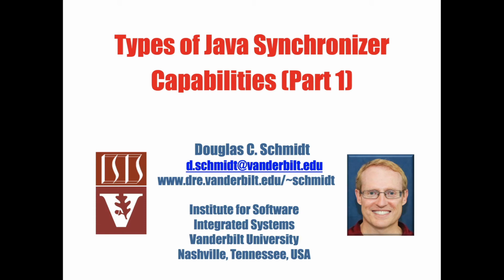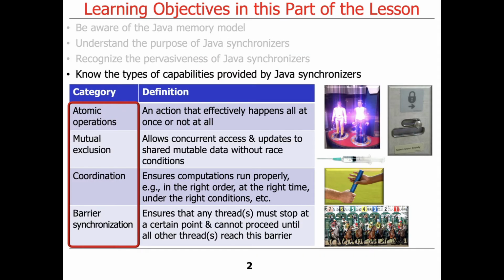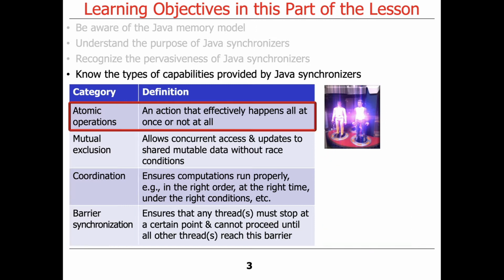So now we're going to begin our coverage of types of Java synchronizer capabilities. And this is split up into two parts. This will elaborate on things we've talked about before, but do a deeper dive in the context of Java classes and so on. So these are the things we're going to talk about. We're going to talk about the first two in the first part and the second two in the second part.